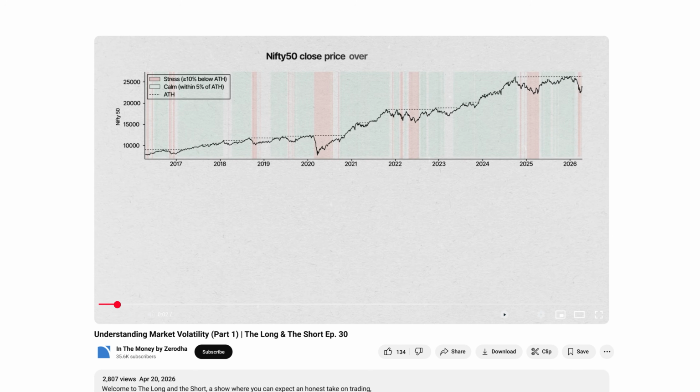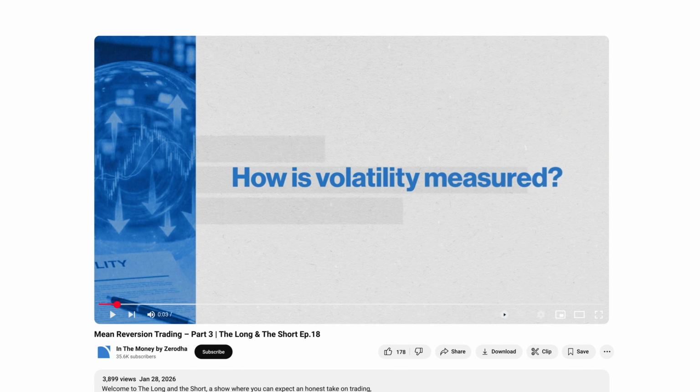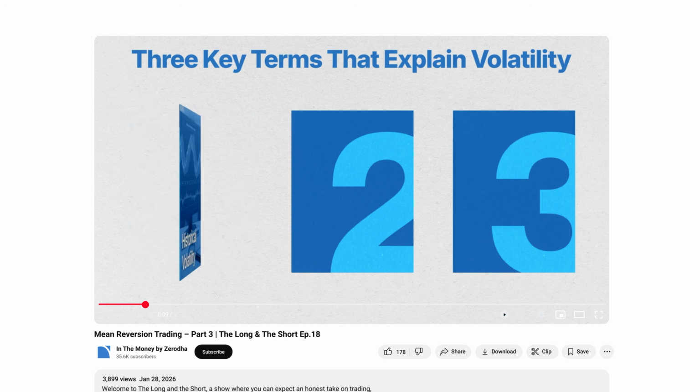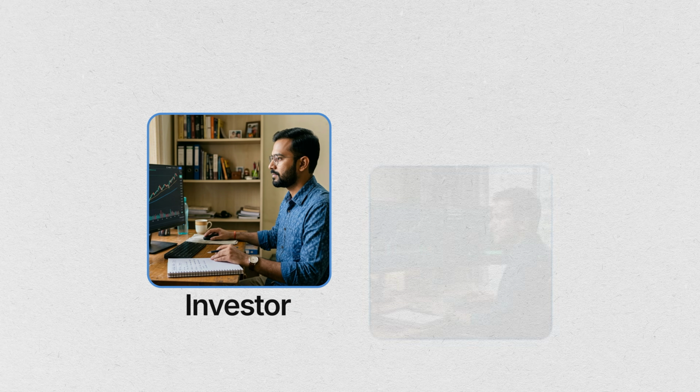In the last episode, we looked at the standard close-to-close method of measuring market volatility using Nifty as our reference. If you're looking to build a deeper understanding, it would also help to revisit part 3 of the mean reversion series, where I break down the different ways volatility can be measured, specifically the differences between historical, implied, and realized volatility. Now, as mentioned earlier, we'll approach this from two perspectives, one as an investor and the other as a trader, and understand how each can use volatility to their advantage.